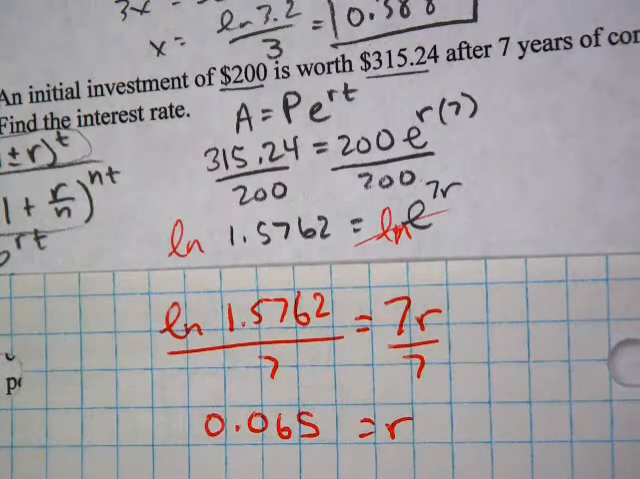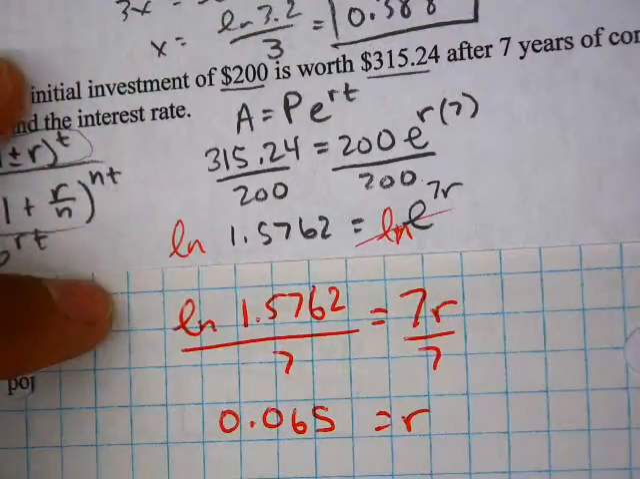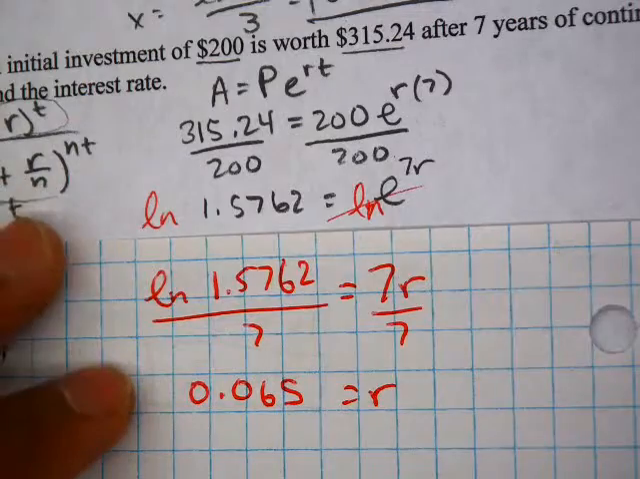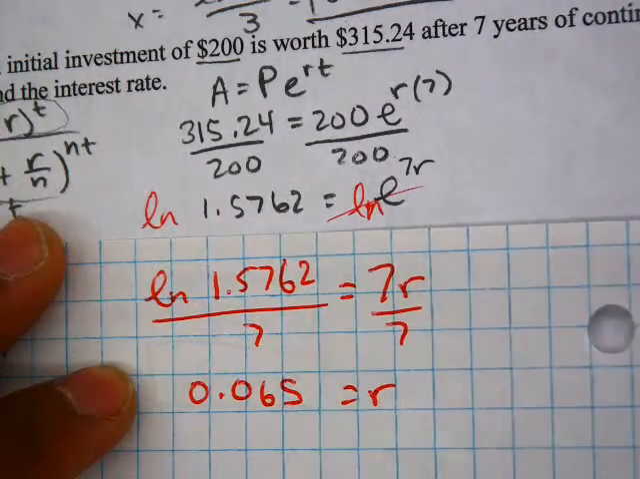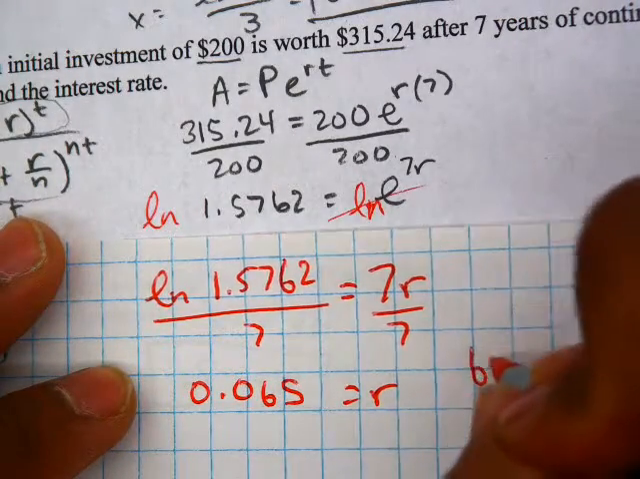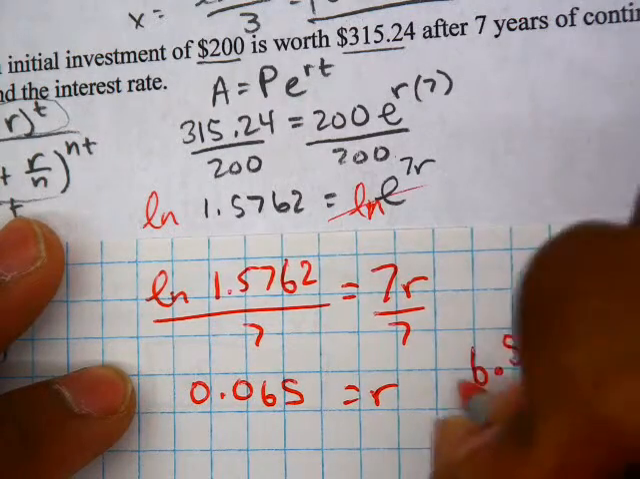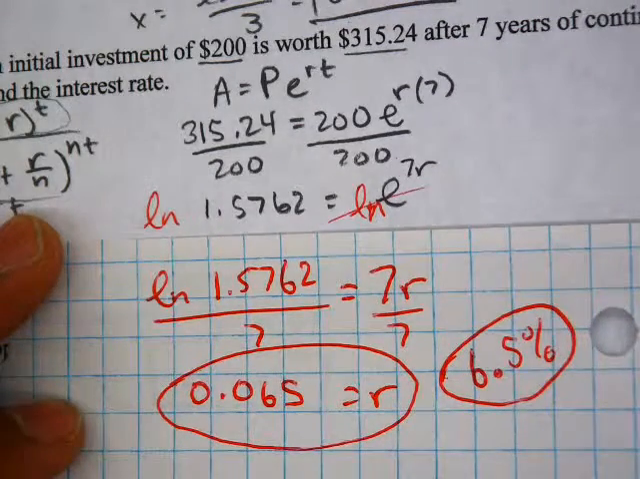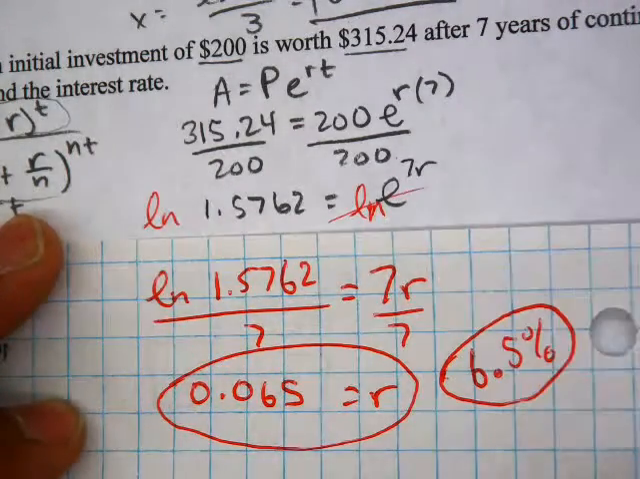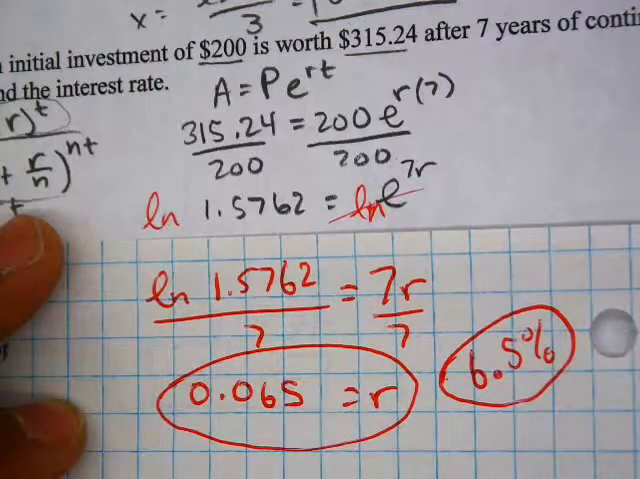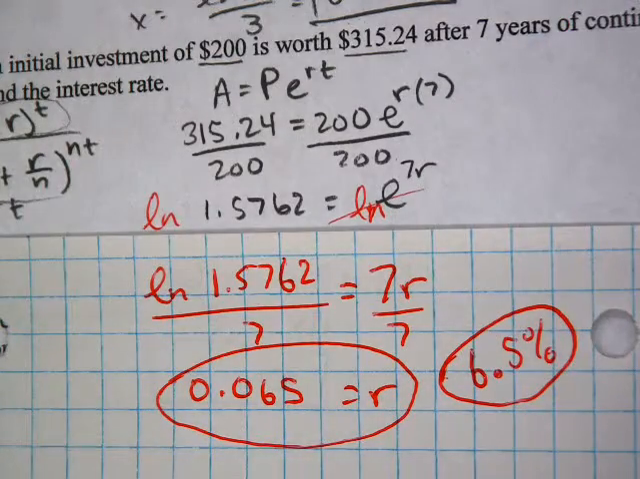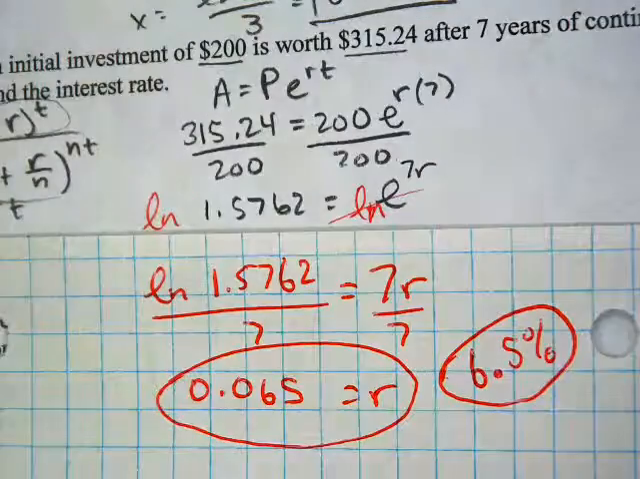When they give us R in the problem, it's usually written as a percent. So I change this to 6.5%. If this problem occurs on your tests, I don't care if you give it to me as a decimal or a percent. I prefer a percent, but I won't mark you off. That's why logs are useful: to help us solve for an exponent.